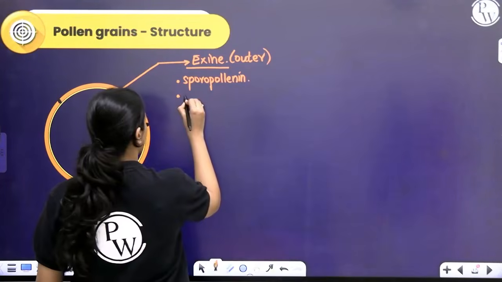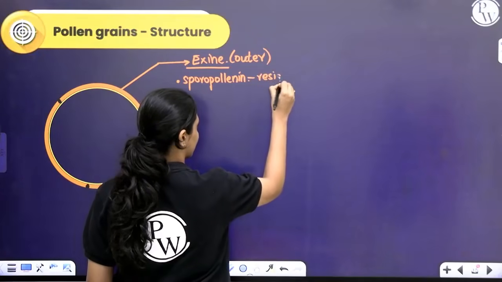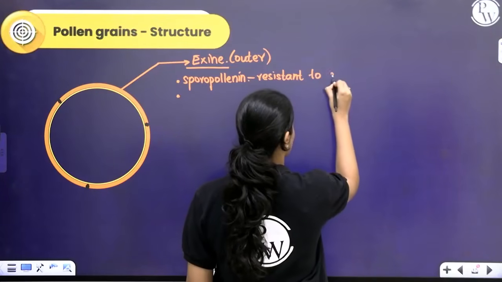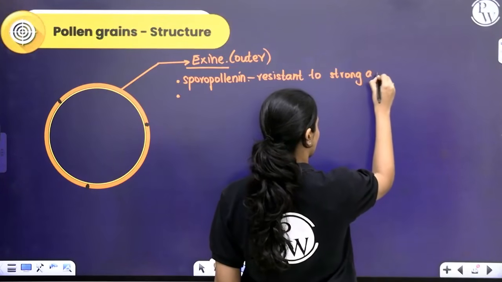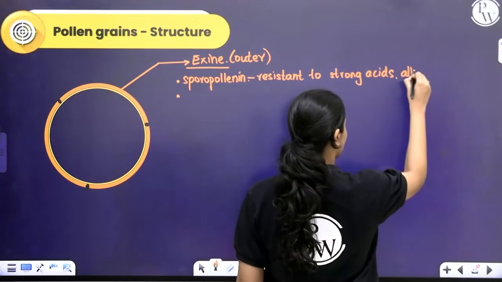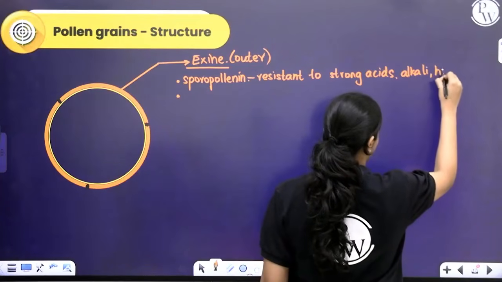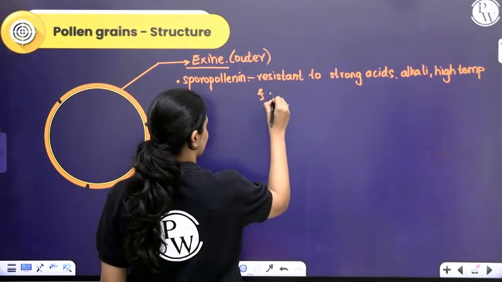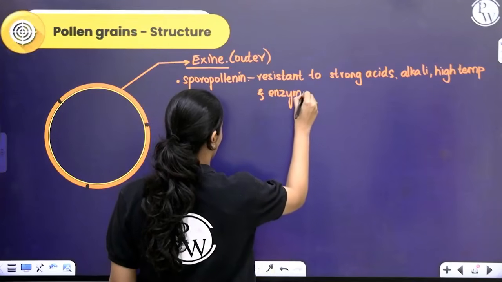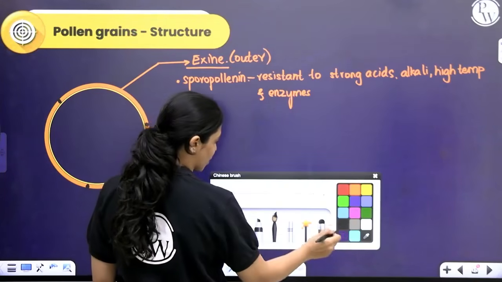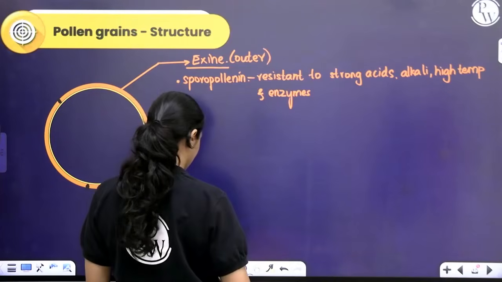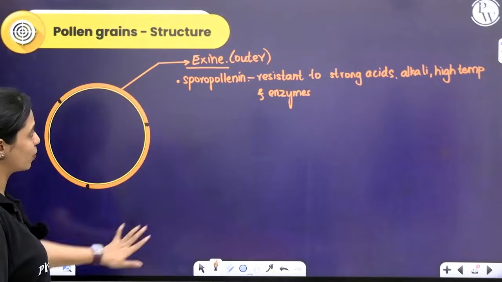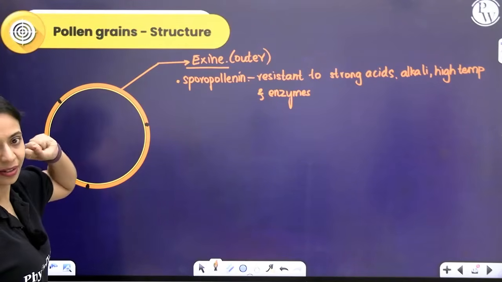It is resistant to strong acids, alkali, high temperature, and even enzymes. We know no enzymes that can degrade sporopollenin. It is composed of a very tough material that is very essential because inside it's carrying male gametes that require protection. So the sporopollenin is very, very hardy and a resistant material.